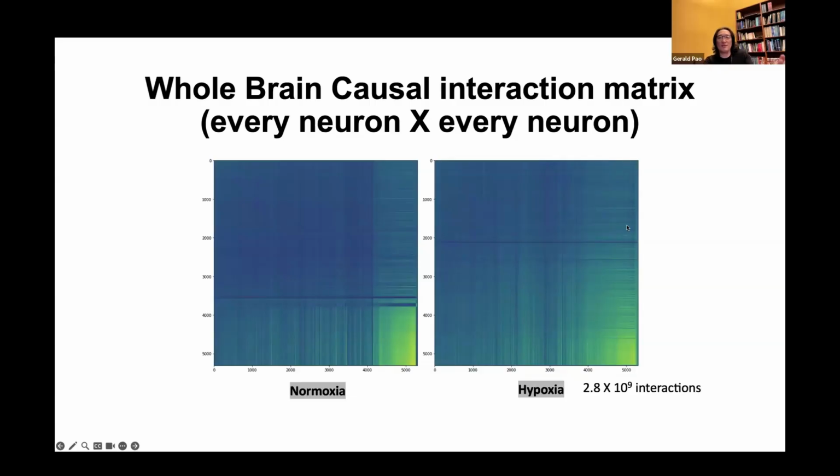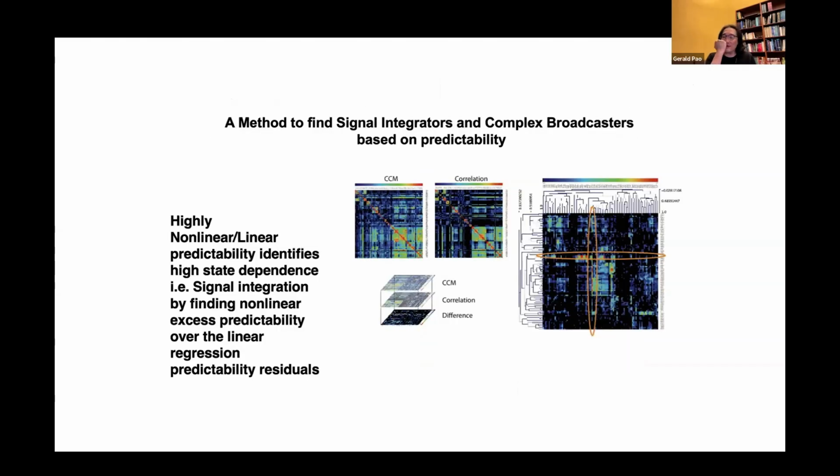Even if you have all these interactions here, how do we understand this complexity? This is the cause and effect matrix of every neuron to every neuron, showing how strong the causal relationships are between them. But how do we make sense of this whole thing? It's too much. Even in the case of a zebrafish, you have on the order of 10^9 interactions here, and you're none the wiser by looking at this, because it's like trying to drink from a fire hydrant, right? Okay, so we had to come up with a method to make sense of these things.